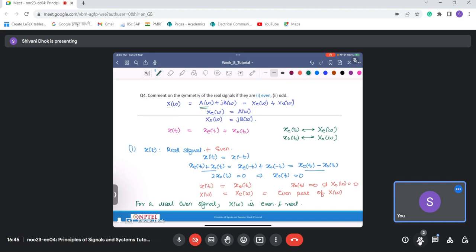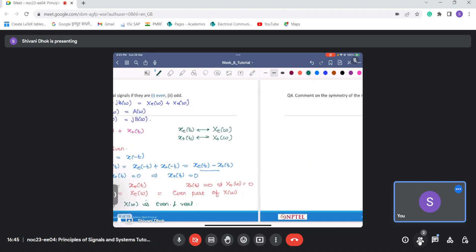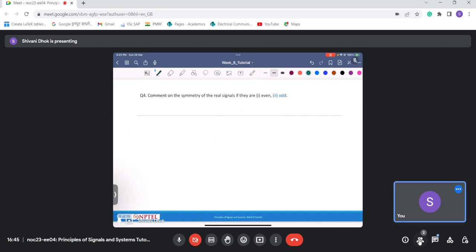Okay, so now let us look at the second part of this question. We need to repeat the same thing for an odd signal. So for the second part, what we have is that this x(t) is an odd signal.